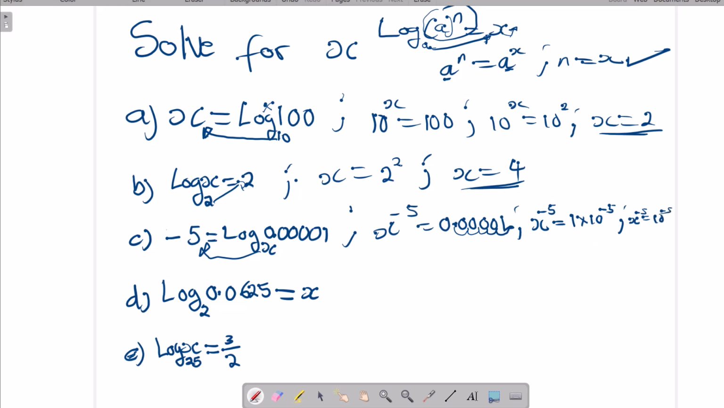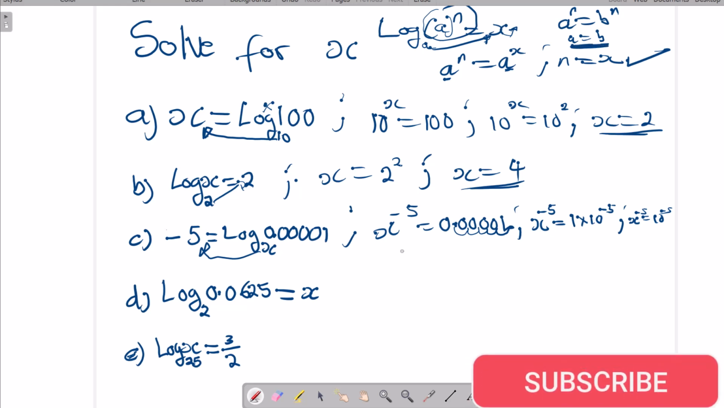If that is the case, it means the powers are the same. When the powers are the same, for example, if we have a power n is equal to b power n, it means a is equal to b. Okay, so here what we do, we just say x is equal to 10.